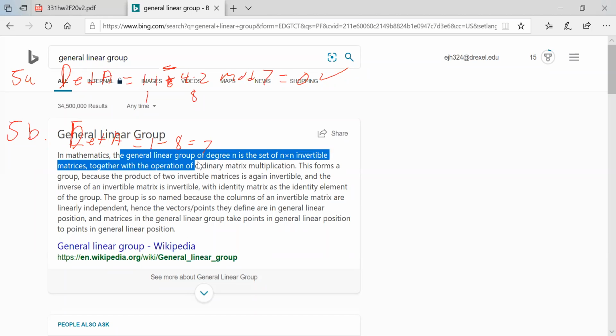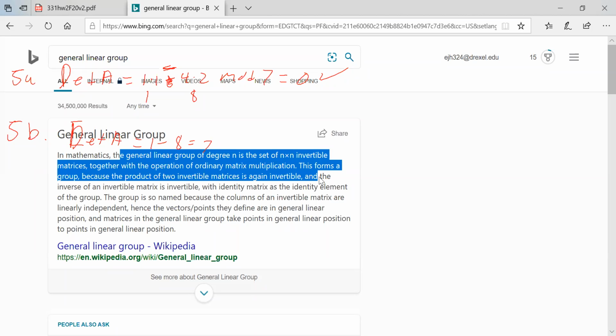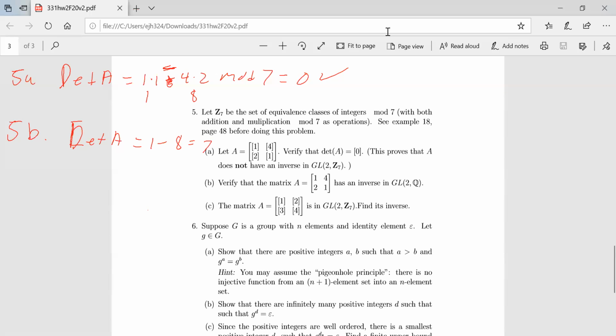So it's the set of invertible matrices. That is also a group that we are interested in. The set of matrices that have determinant 1 is another group that we are interested in. But apparently this one is all the invertible matrices.